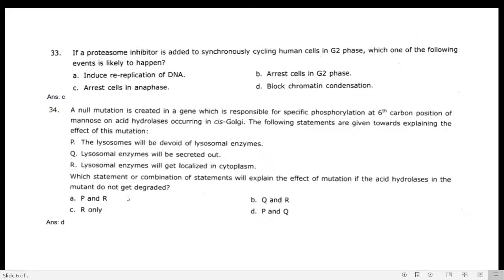During acid hydrolysis, the mutant does not degrade because the lysosome will be devoid of lysosomal enzymes, and those lysosomal enzymes will be segregated out. These two reasons are the major reasons for the non-degradation property during acid hydrolysis.